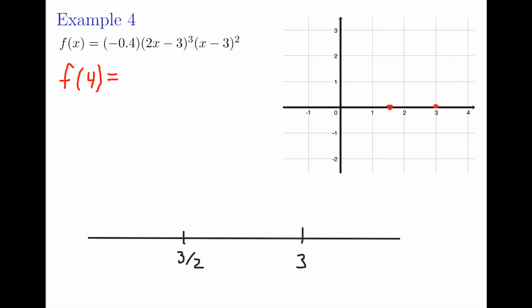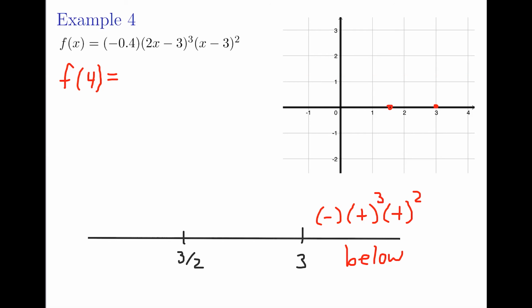So f of 4 is going to be negative 0.4 times, we've got to do 2 times 4 minus 3. That's going to be positive. And then we have 4 minus 3. That's positive. And I forgot that we're actually cubing that middle factor and we're squaring the last factor. So altogether, it looks like we have a negative number here. So that means our graph is below the x-axis here.